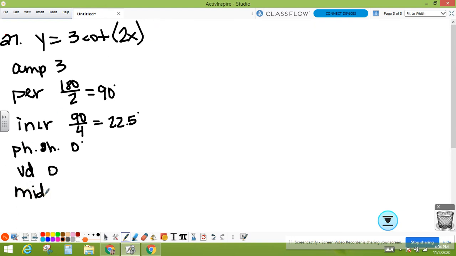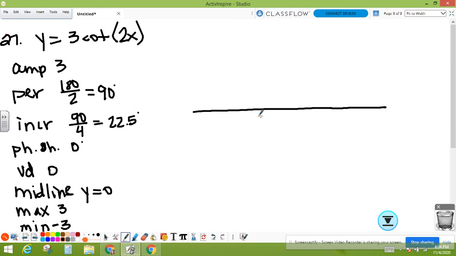So your midline is y equals 0. Your max is 3, and your min is -3. All right, so x-axis starts at 0. You need 1, 2, 3, 4 more marks, and you're counting about 22.5.